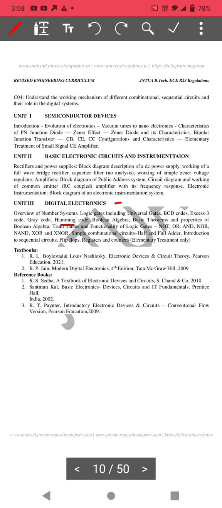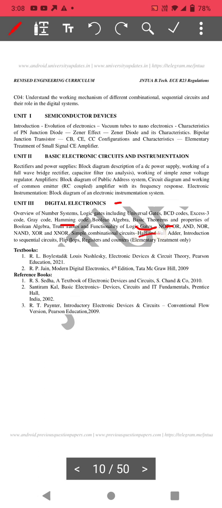Next is truth tables of various logic gates. You have to learn all logic gates, including XOR and XNOR also. Truth tables: then you will get essay questions or short questions also. NOT, OR, NOT, NAND, XOR, XNOR, all of these will be asked.